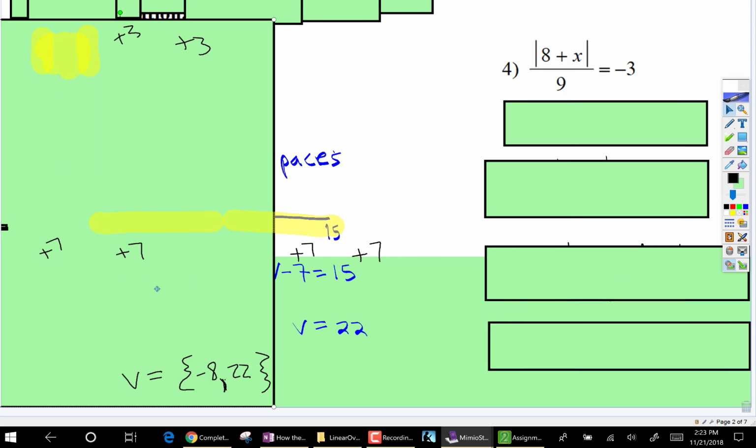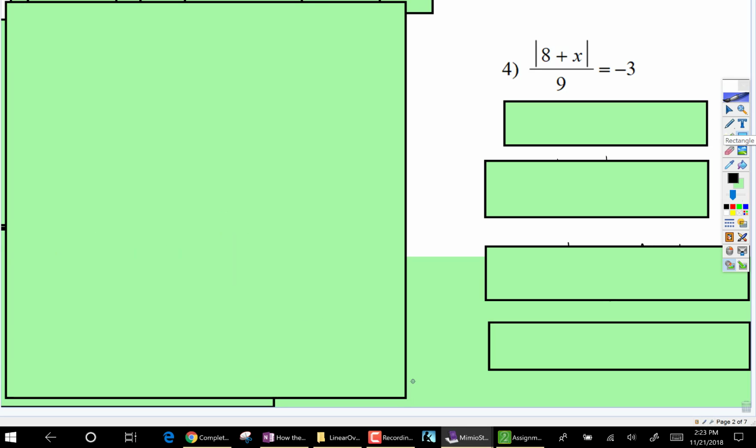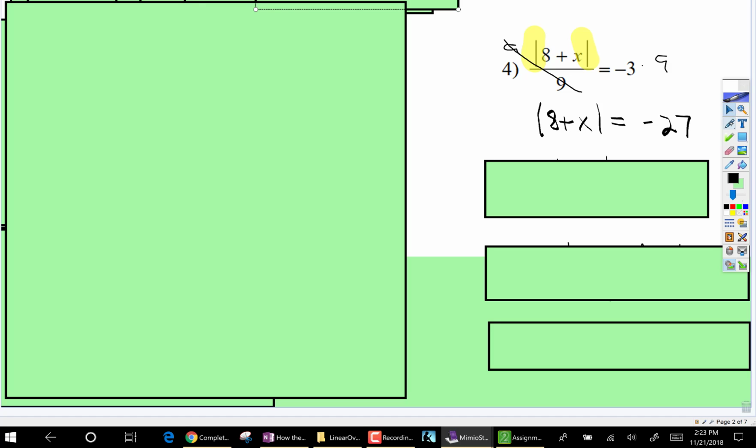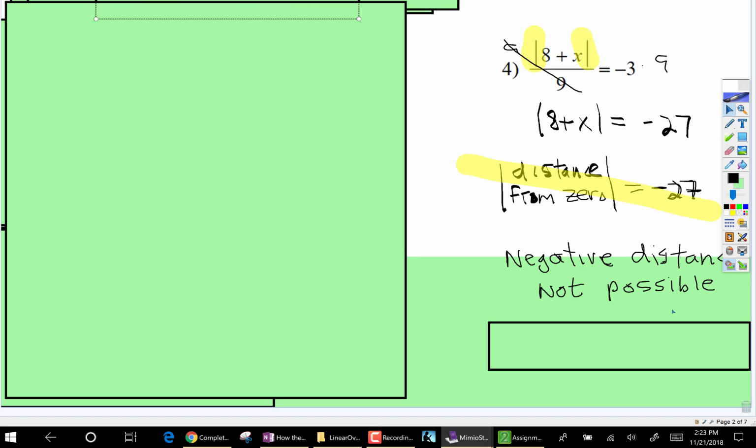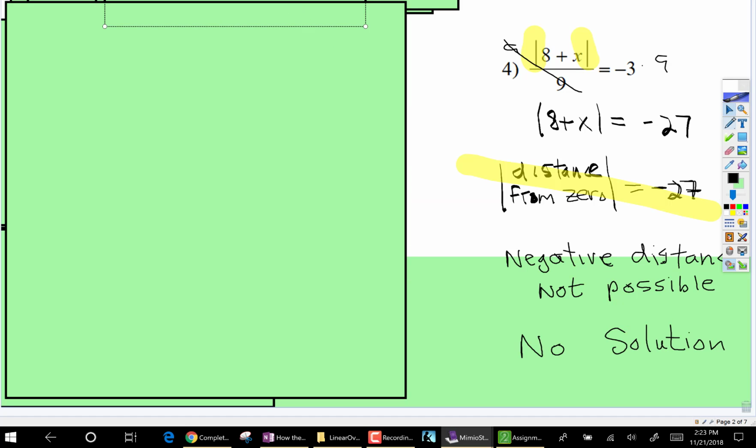Okay, so now we're going to come over here and I'm going to show you a different version. So again, you want to isolate absolute value by itself. So in this case, we would multiply 9 on both sides. And now this says the absolute value is negative 27. So what that means is distance from 0 is a negative distance. Can we go a negative distance? No, we cannot. So a negative distance is not possible. So that answer would be no solution.